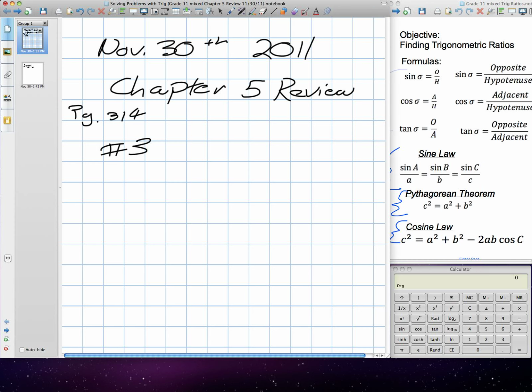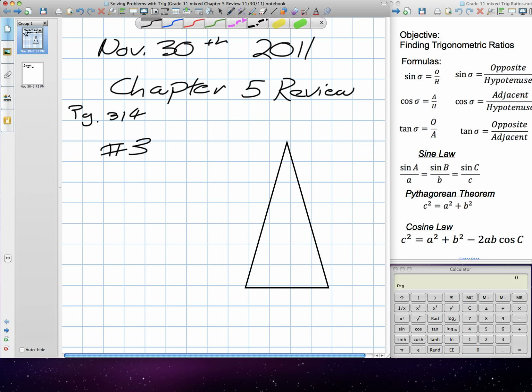Question number 3. It says that a triangular garden has two equal sides. So let's get our triangle going. We have a triangular garden, and we have two equal sides. So these are going to be our two equal sides. Each of them is 3.6 meters long. Okay? It also says that the contained angle is 80. What they mean by the contained angle is the angle between the two equal sides. Okay? So we know this is 80.